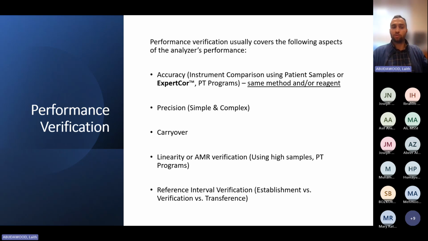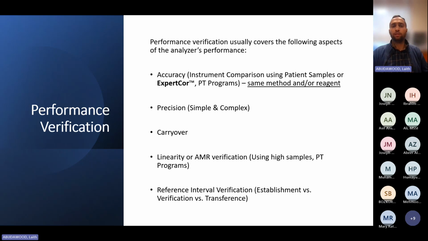Okay, so you give them one box, you give the lab where you're comparing another box. Once they run the samples, you compare them together. Okay, so if the customer does not have the patient samples which allow them to do the comparison, you can use the Expert Core to cover basically whatever is missing in terms of patient samples. We will talk about that later on in a different session.